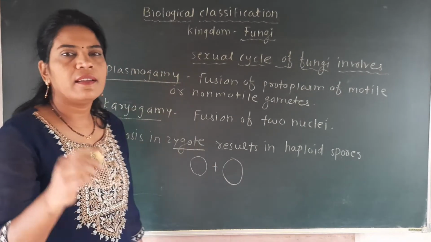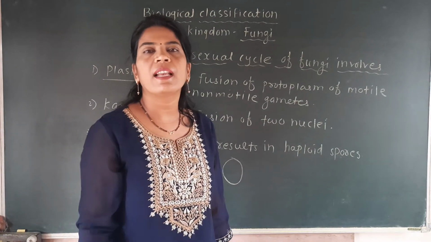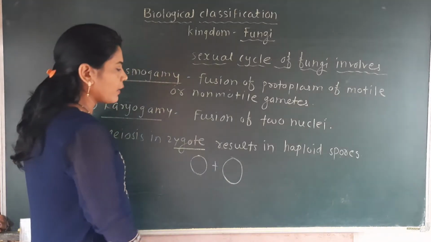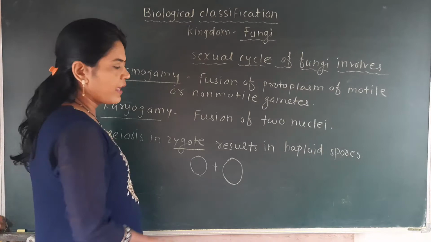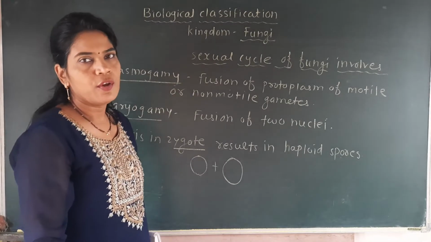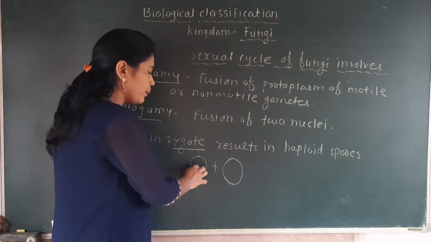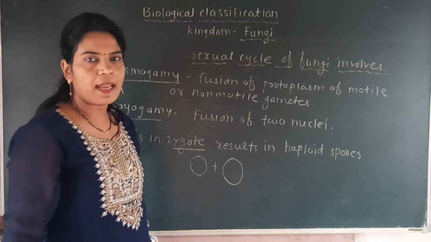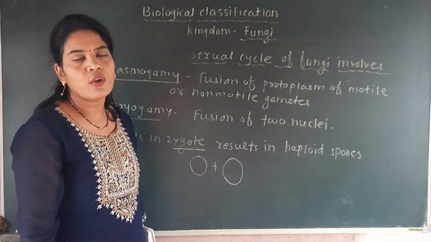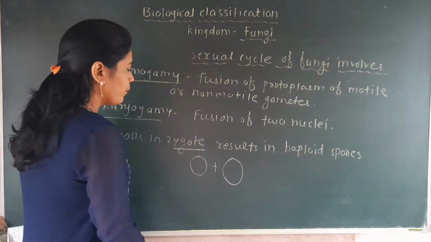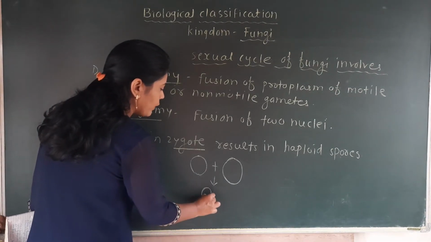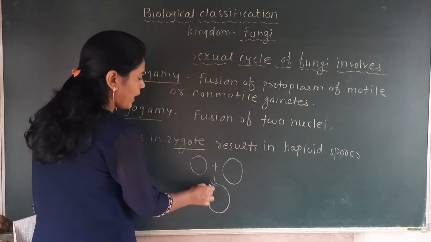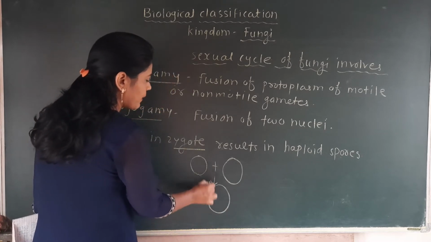See here, in a number of organisms, the female gamete is always larger in size. That's why we show that the large gamete is female and the small gamete is the male. So if these are the two gametes, male and female, maybe motile or non-motile, there will be fusion of the cytoplasm of these two gametes.